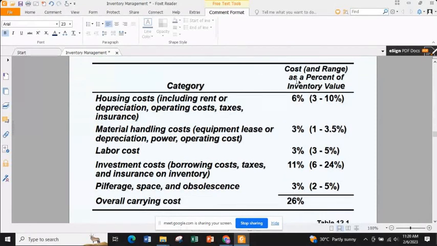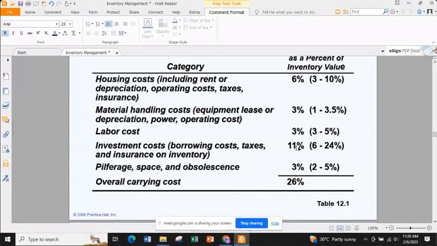So you have a cost of inventory 6%. This is an ideal figure: housing cost, material handling cost, equipment lease or depreciation, labor cost 3%. It's a range, ideally to be considered in your costing.